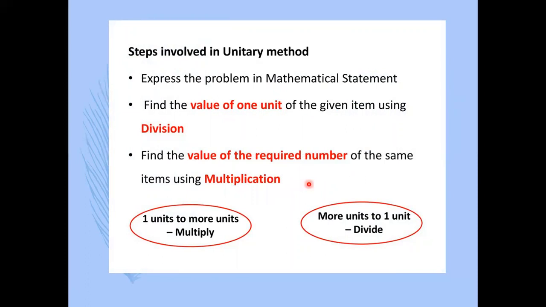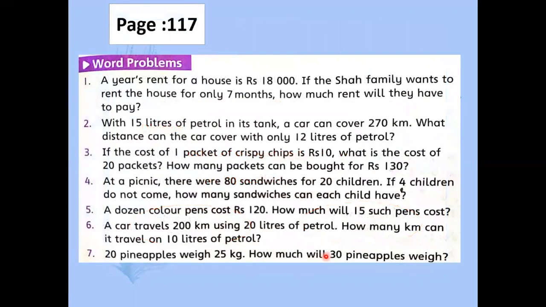So required value or value of the required number, it depends on your question. It could be any 2, 3, 4, or depends on the question. So 1 unit to more unit, we use multiplication. Don't forget, more units to 1 unit, we use division. So this is the basic operations behind this unitary method, that which mathematical operations we can use to do them.